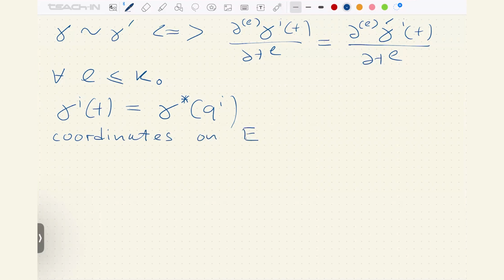On E, these are t, coordinates on our timeline, and these are coordinates on the fiber q^i. So in order to define such a map, we need to define functions. In order to define a section, we need to define functions gamma^i of t. And there is another way to write this.